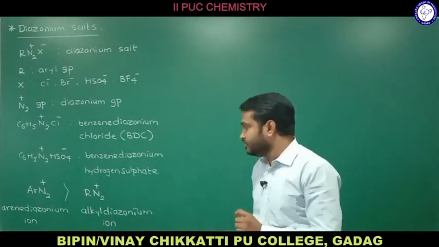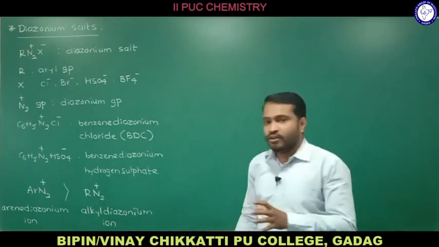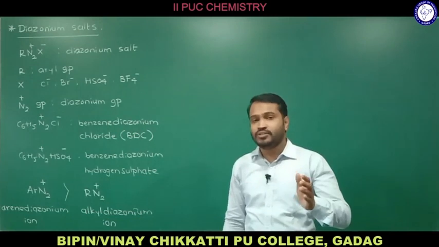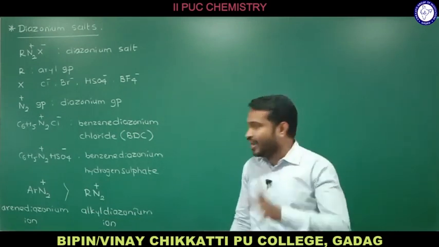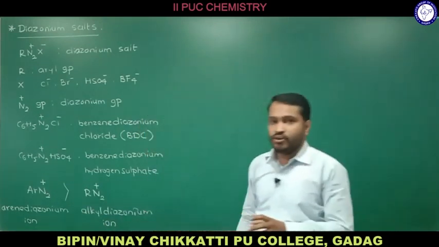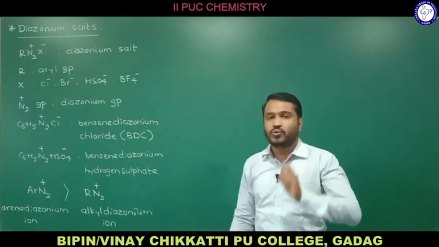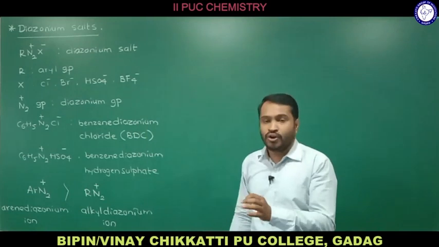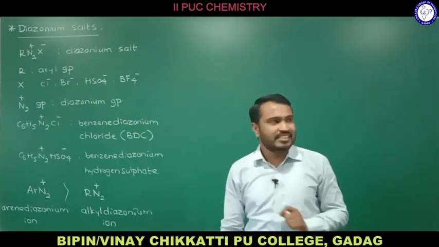As we have seen, alkyl diazonium ion is highly unstable in nature, and after hydrolysis we get the respective alcohols, whereas arene diazonium ion or the salt of that is quite stable. So why is this arene diazonium ion or respective salt stable? We'll see the reason for that.